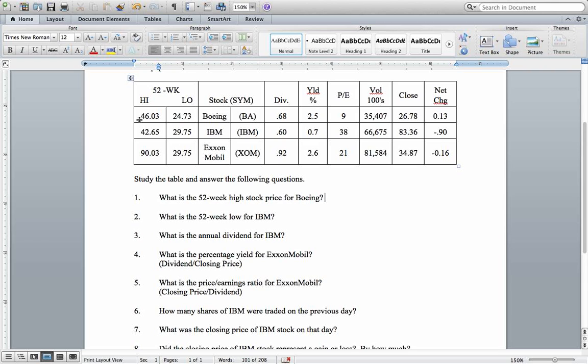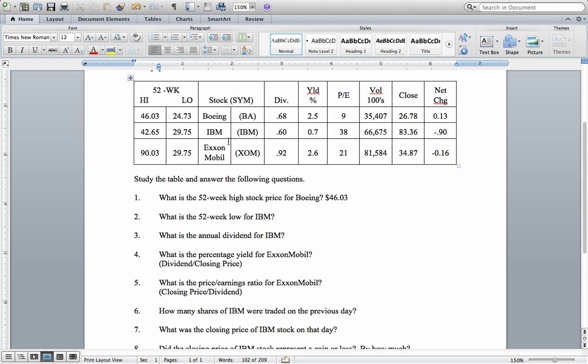The first two questions are going to be about the high and low. So over the past year, what was the highest price and what was the lowest price that these stocks were selling for? So there's no math to be done, but you definitely need to make sure that you know the dollar signs versus percentage signs versus those things that don't need any signs, because I will be marking that off on the test. So these are dollars, these are prices. Boeing's high price for that particular year is $46.03.